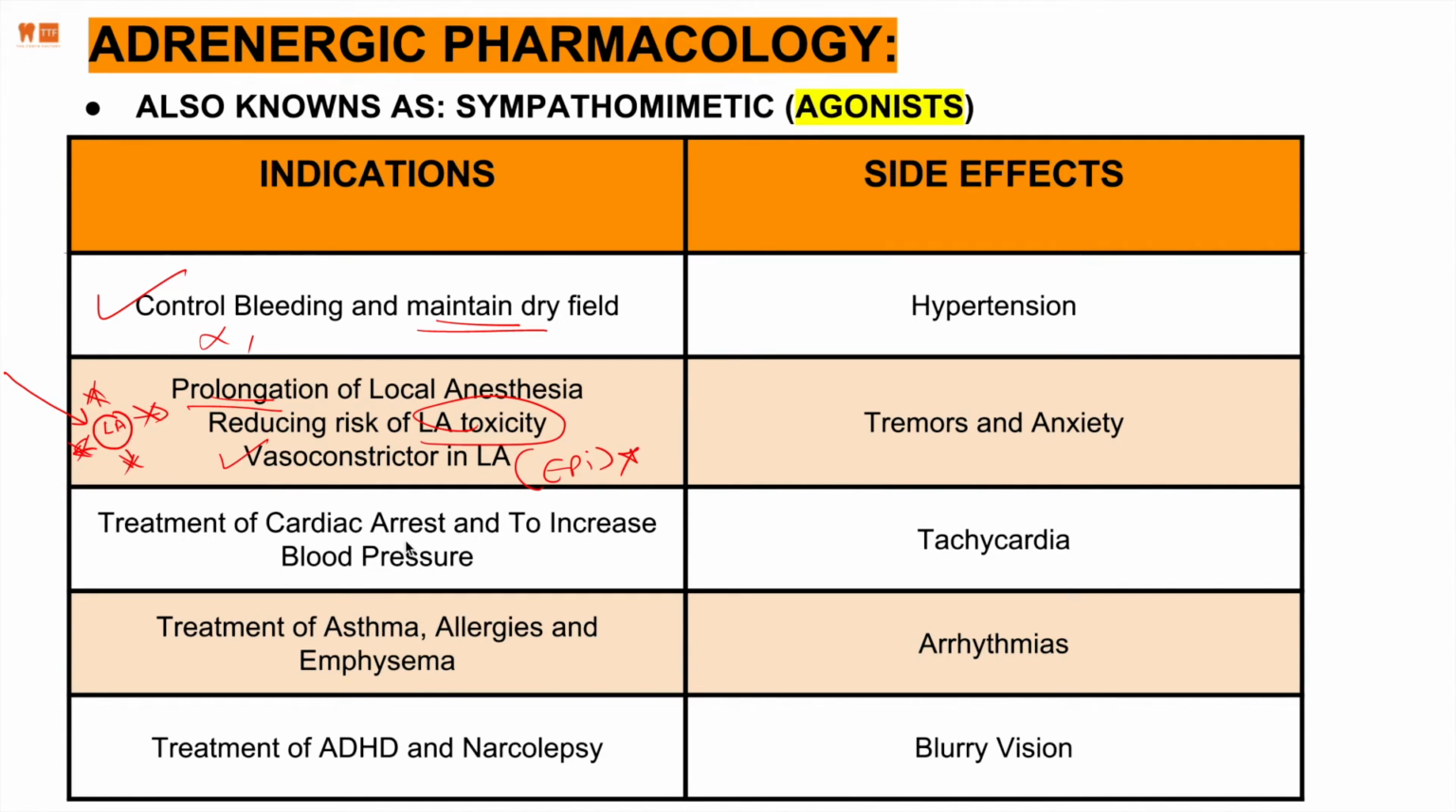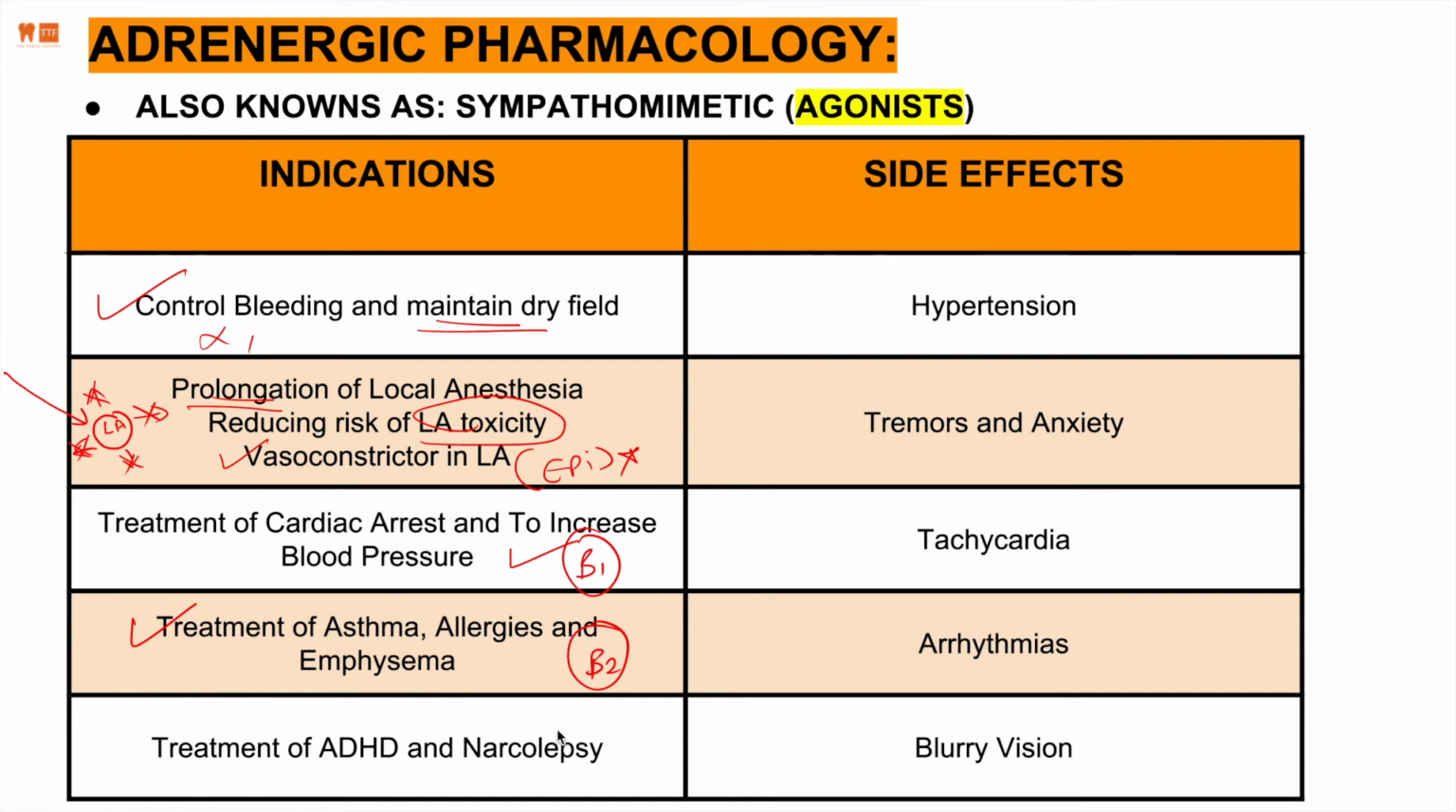Now, treatment of cardiac arrest to increase the blood pressure. We know that beta 1 helps in all of that. Treatment of asthma and allergic emphysema. So this is all beta 2, guys. Remember, anything with lungs, beta 2. Asthma has what? Bronchoconstriction. So beta 2 activation would cause bronchodilation. Emphysema has what? Inability to exhale. That is basically another restriction of respiratory tract muscles. Therefore, activation of beta 2 will help fix that as well.